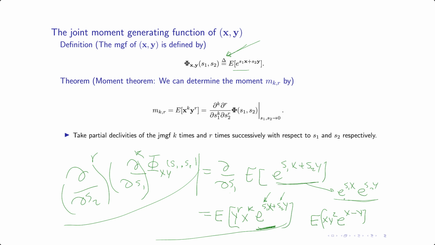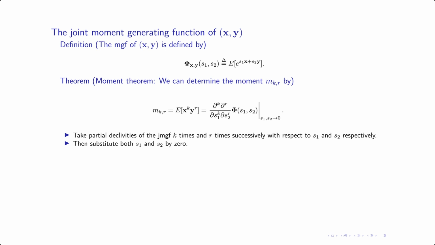Then you get this moment. So you could generate and calculate various moments of x, joint moments of x and y, using the moment generating function very easily, taking the derivatives and so on. So these derivatives at 0 give you the coefficients of the Taylor series expansion of the moment generating function.